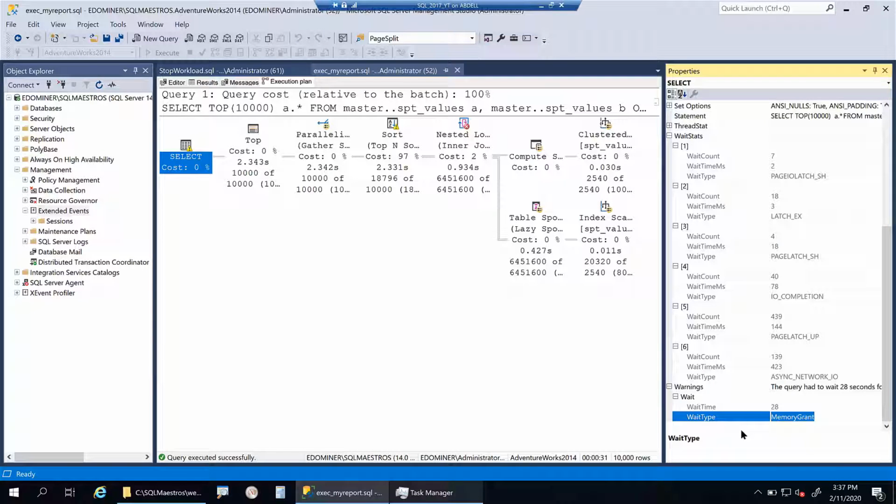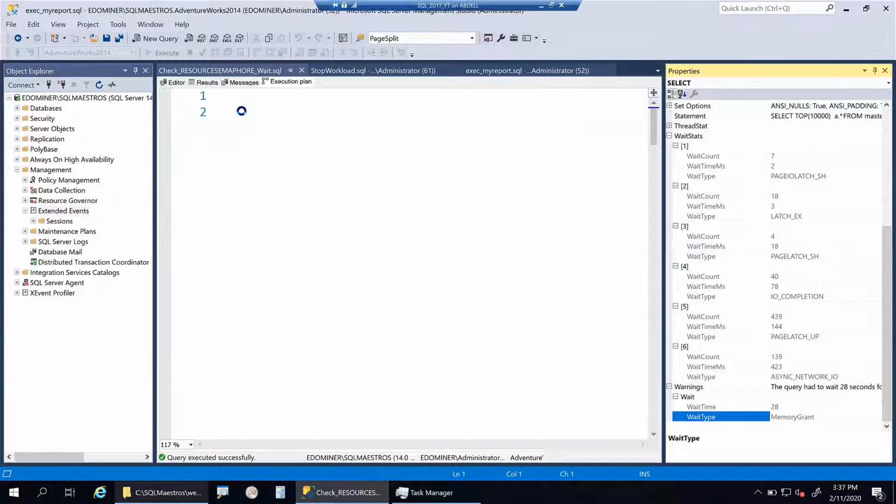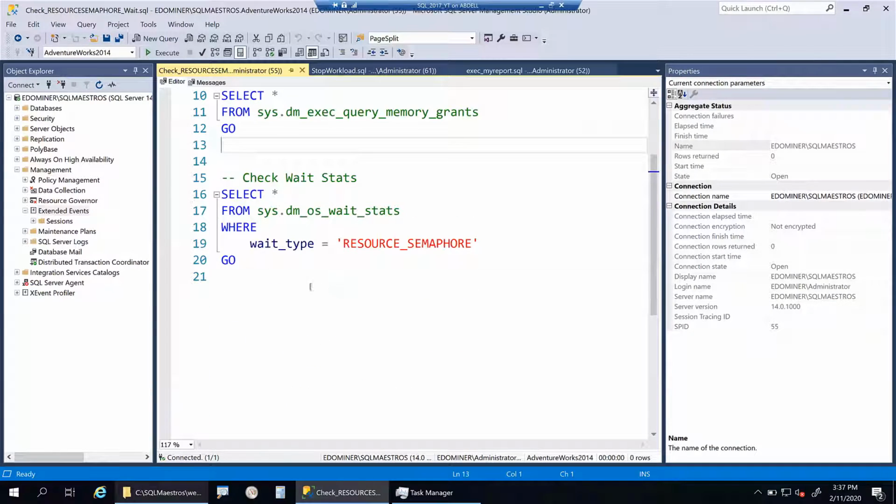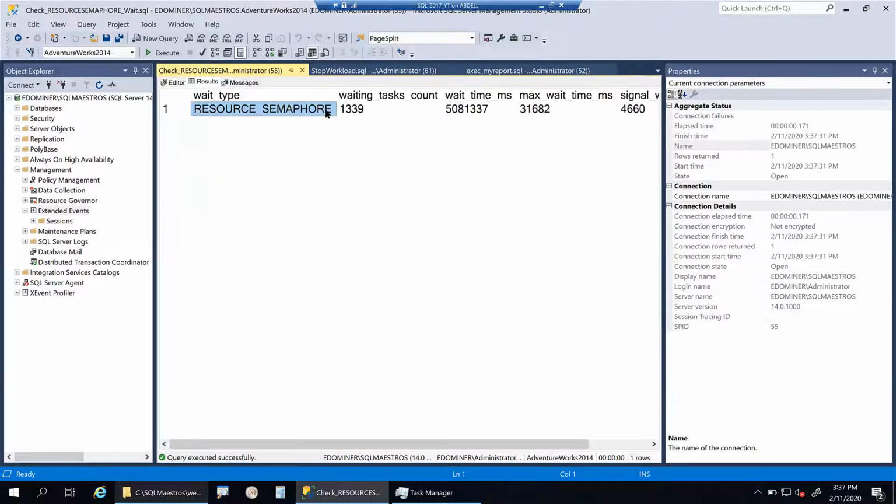Memory grant as a wait type, technically speaking, should be resource semaphore. That is the technical name of the wait type. So if I open up, check resource semaphore wait type, just to show this to you. And if you look at wait stats, and let me go and execute this, this is the wait type resource semaphore, and this is the total. This is the cumulative wait time. A portion of this is for this query, which I'm showing you right now.